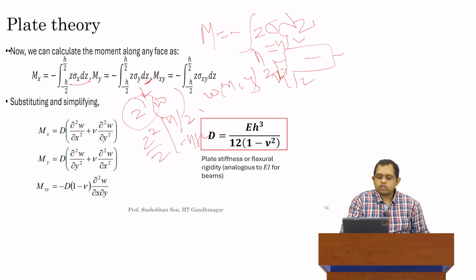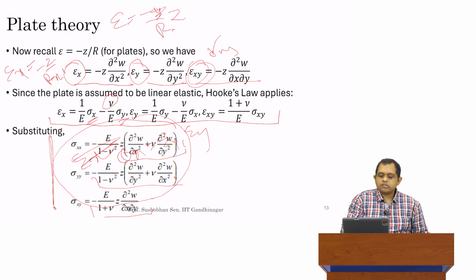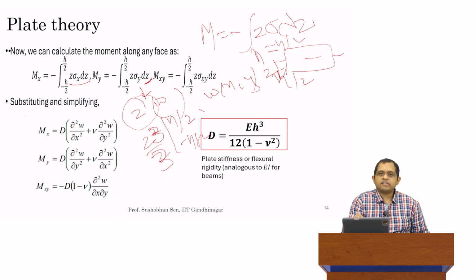Since sigma x already had a z over here, we are going to multiply with another z. So we are taking an integral of z square, and we get z cube over 3 from minus h over 2 to h over 2. When you do that, you end up finally with these relationships, that Mx, My, Mxy are some value D times some derivative of w. I'll define D in a second. If you actually do the integration, and again, I encourage all of you to actually do this integration, don't just take these values at face value, it works out to this relationship: D is equal to E h cube divided by 12 into 1 minus nu square.